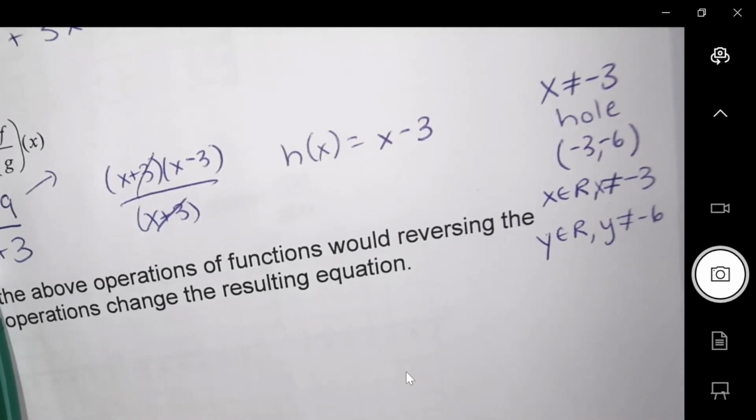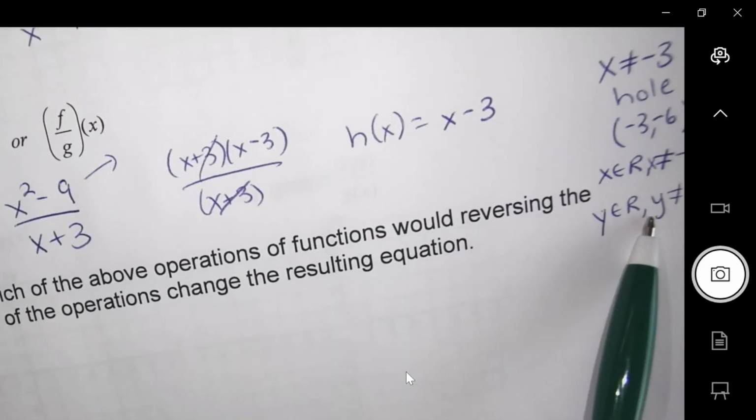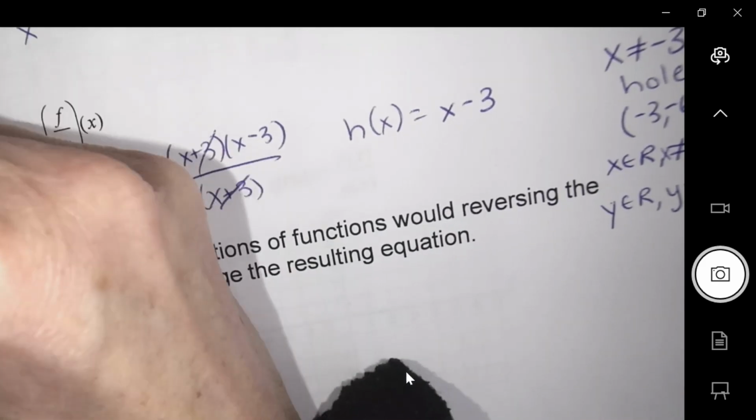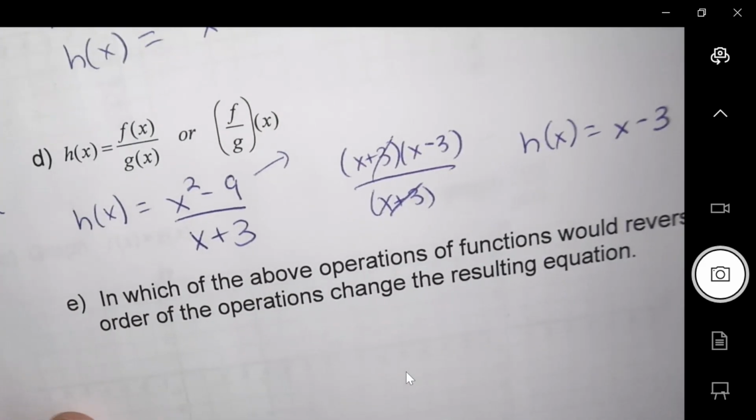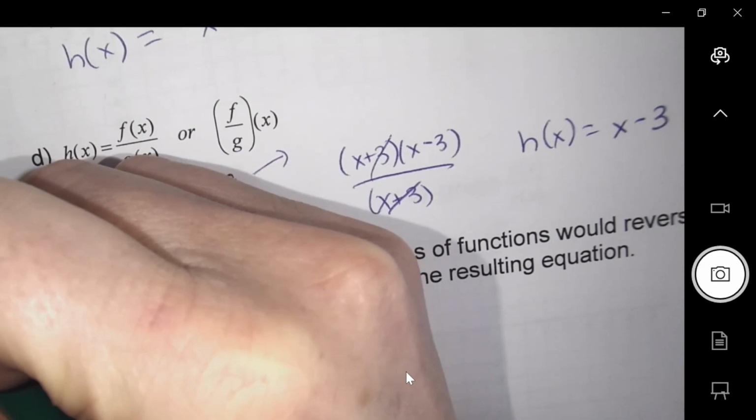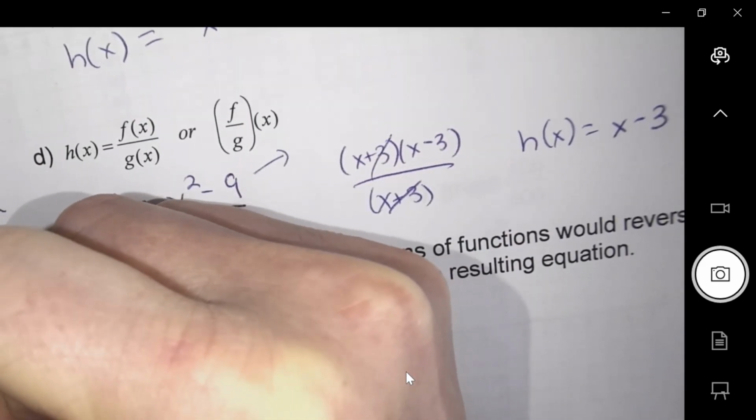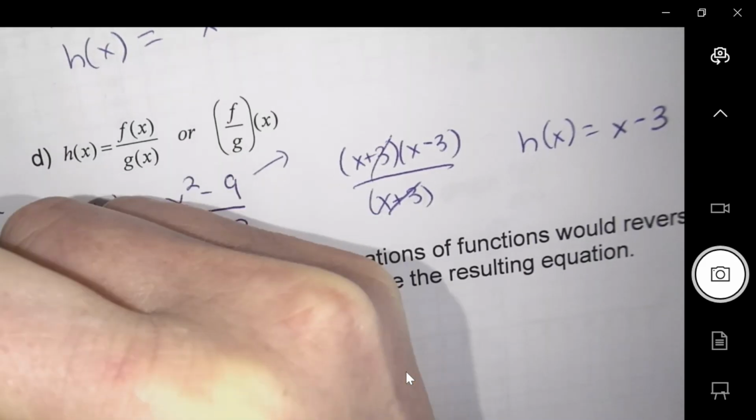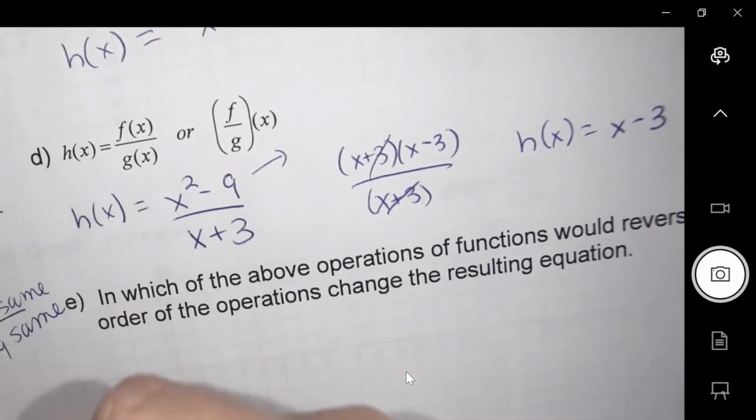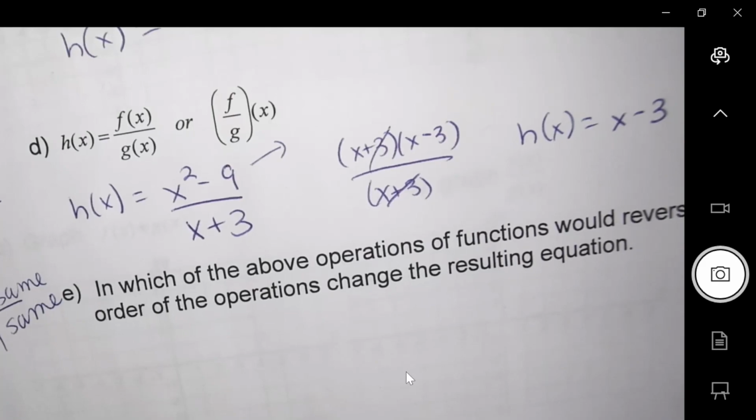So this one, the degree was higher on the top. So we didn't think about anything except for our hole. What if the degree is higher on the bottom? Do you remember that rule? Asymptote where? Y equals 0. What if the degrees are the same? What's going to go on? You divide and you get a number. Y would equal some number. Okay?